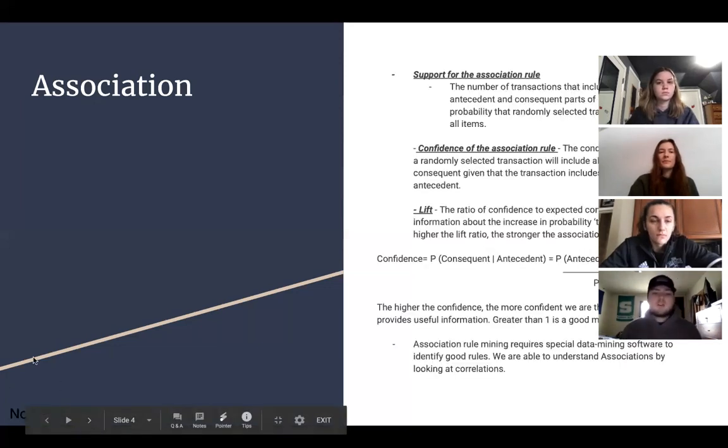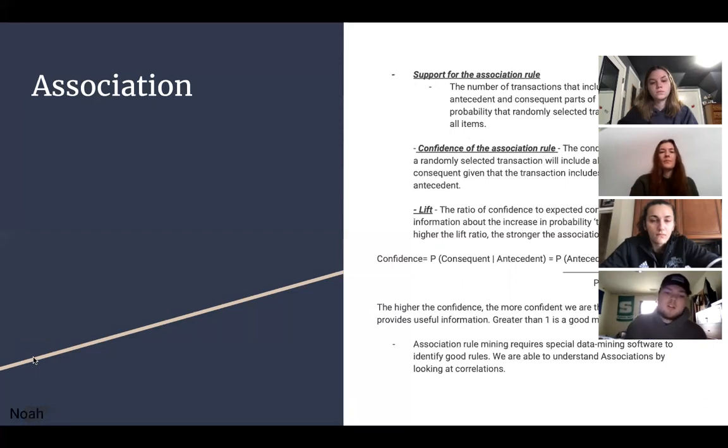The next rule for association is the support for the association rule. The support is the number of transactions that include all the items in the antecedent and the consequent parts of the rule. It also shows the probability that a randomly selected transaction will contain all items. Next is the confidence of the association rule. The rule states the conditional probability that a randomly selected transaction will include all the items in the consequent, given that the transaction includes all the items in the antecedent.